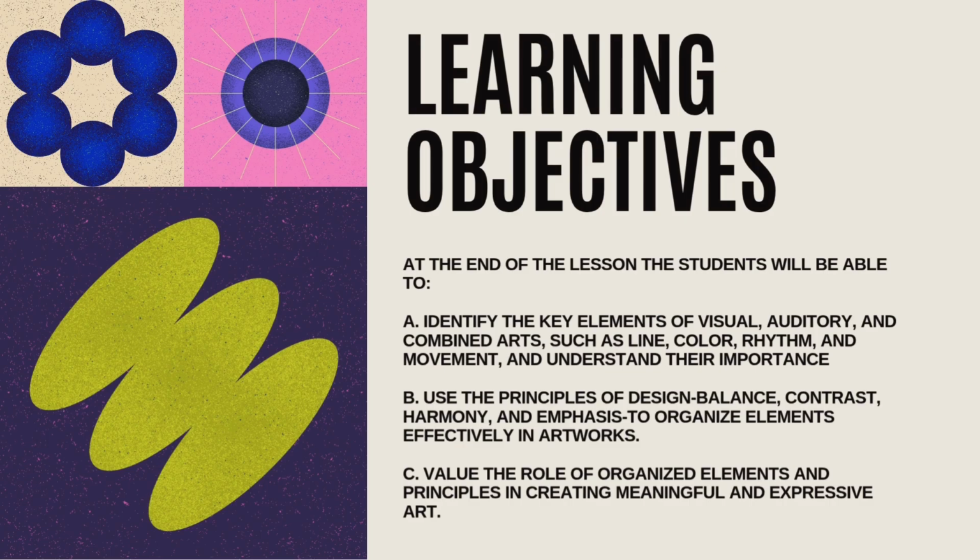At the end of the lesson, the students will be able to identify the key elements of visual, auditory, and combined arts, such as line, color, rhythm, and movement, and understand their importance. Second is to use the principles of design: balance, contrast, harmony, and emphasis to organize elements effectively in artworks. Lastly is to value the role of organized elements and principles in creating meaningful and expressive art.